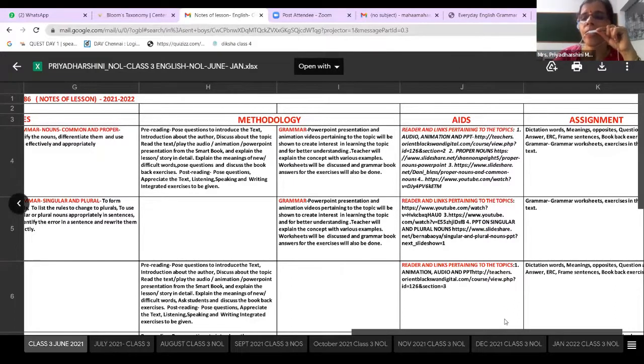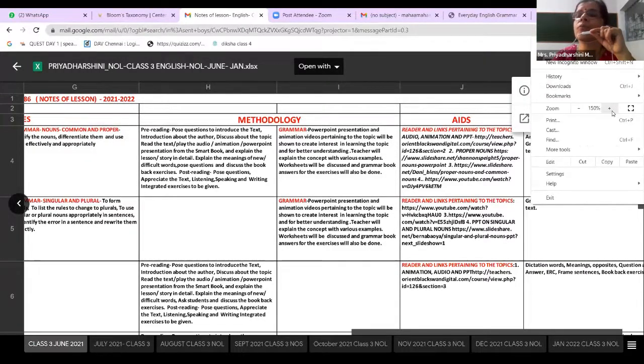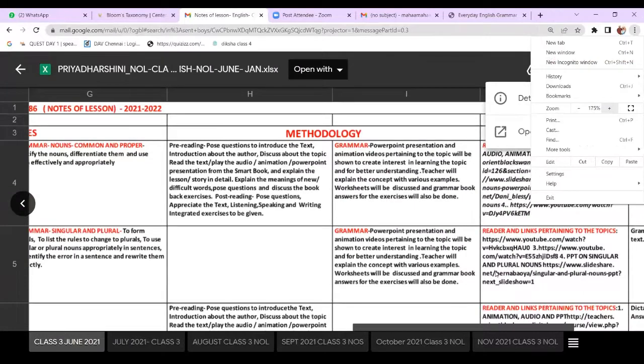Then age, what are the ages that we are using? That also we have to specify here. Let me zoom this page. Yes.